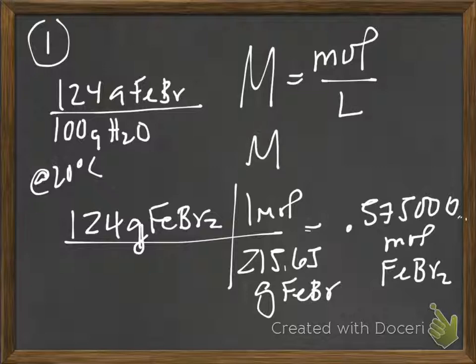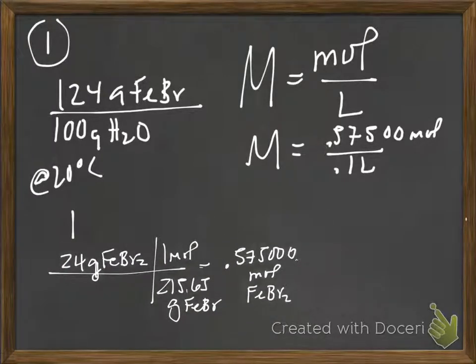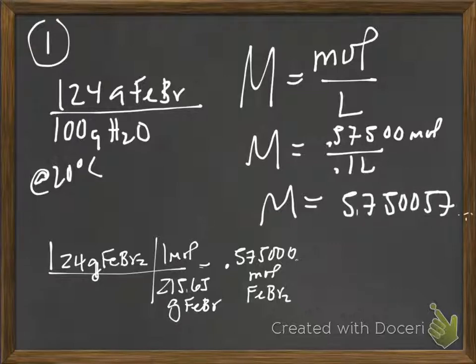So if we take our molarity equation, we have the number of moles. We said this was in about 100 milliliters, so 0.1 liters, 0.5700 moles. I lost my 1. Okay. What's the molarity of that solution? 5.700, etc. molar. And what are our sig figs?